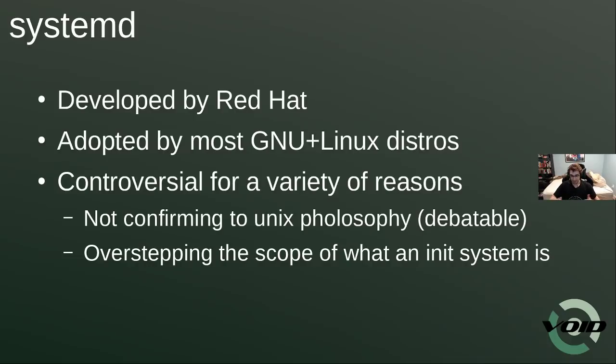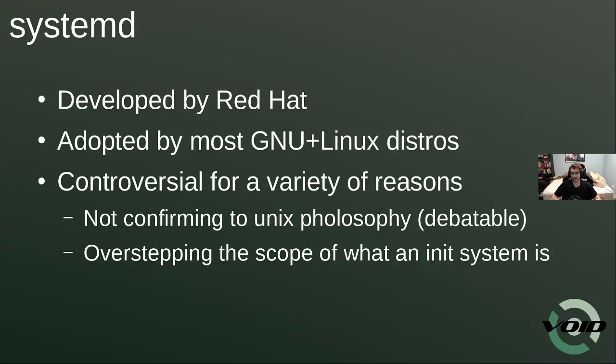So what comes along, we have systemd, developed by Red Hat, and it's been adopted by most GNU plus Linux distros at the time out of the box. So things like Fedora, obviously Red Hat, Ubuntu, and all of your forks of Ubuntu, like Mint and things like that, are all running systemd, which has its benefits and its drawbacks. We'll get more into that, obviously.